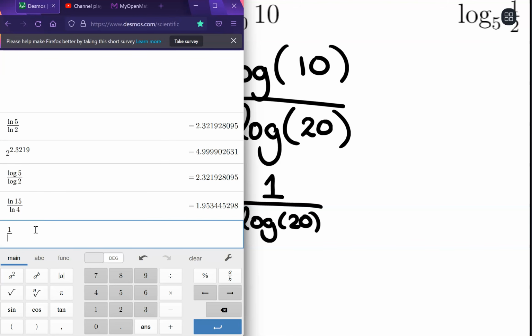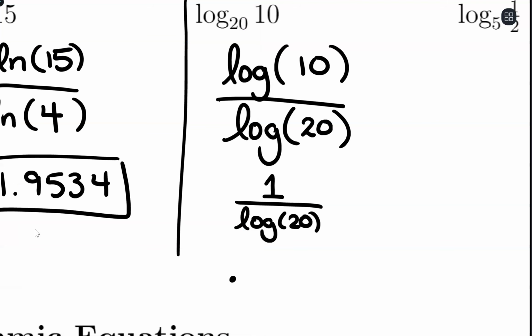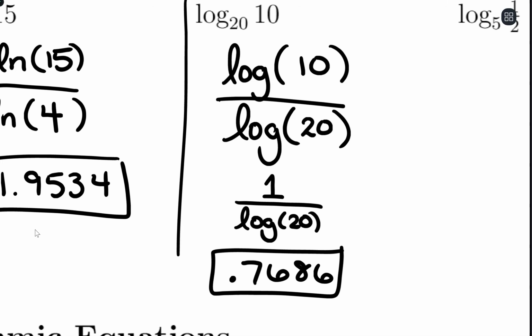So 1 over log of 20 is 0.7686. And that would be our final answer.